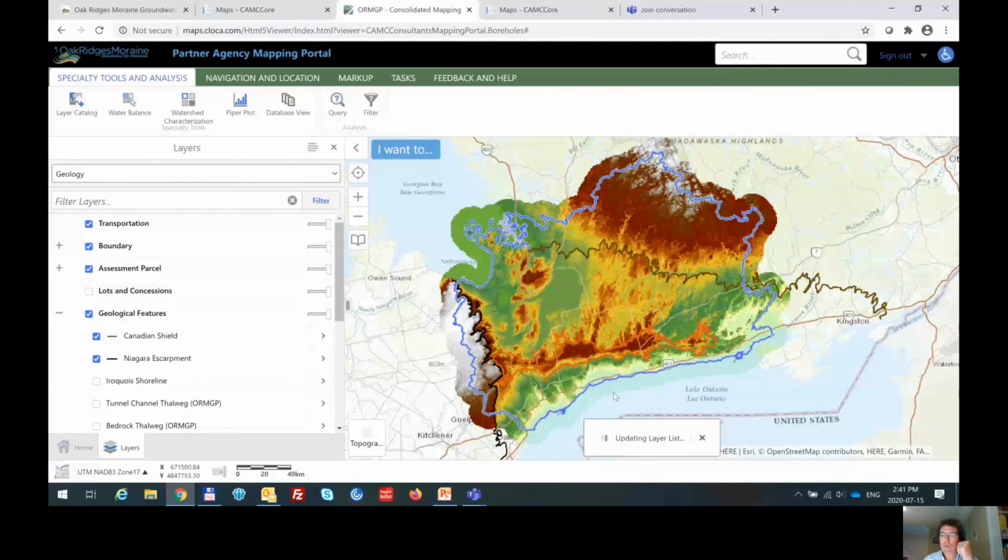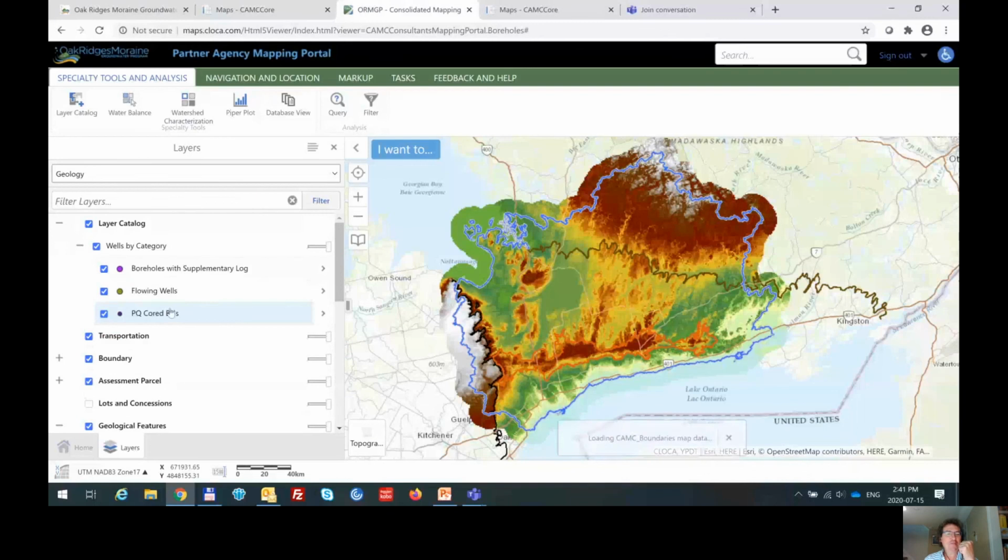And I'll wait for them to load here. I think people are following around. This is taking a while. Anyway, let me turn off the PGMN boreholes and just show flowing wells.